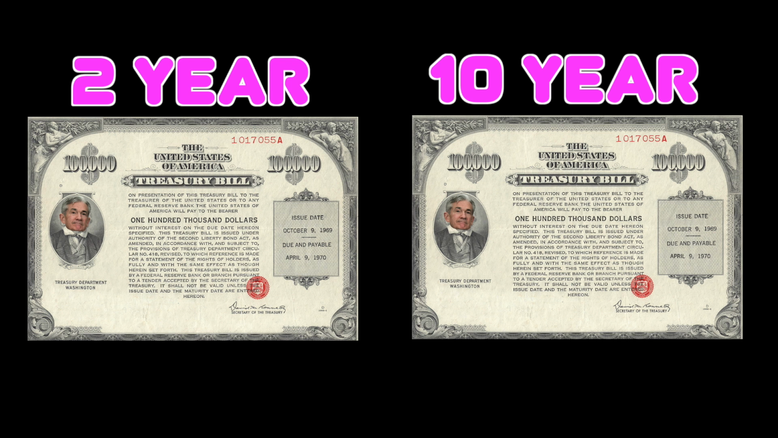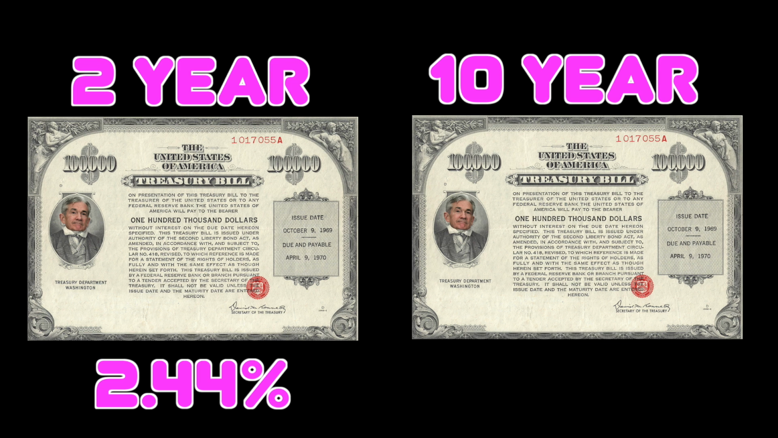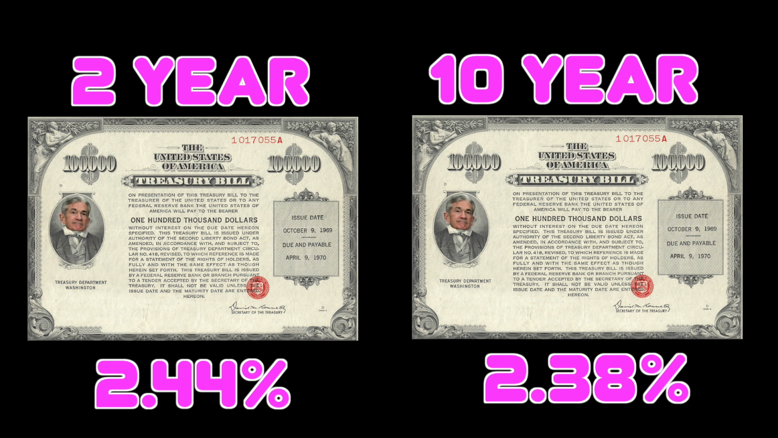So the concept of an inversion is pretty simple. It means that the interest rates on short-term bonds are higher than the interest rates on long-term bonds. For example, on Friday, the yields on 2-year treasury notes hit 2.44%, whereas on 10-year treasury notes, it was only at 2.38%. Short-term yields surpassed long-term yields, which is the opposite of a regular market.